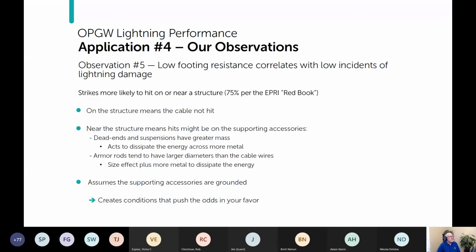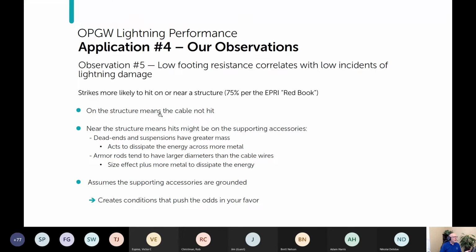And then the last observation has nothing to do with the cable design itself, and it's this. It's that low footing resistance correlates with low incidence of lightning damage. In this presentation, I've talked about Florida a lot, not just because I like the state of Florida, but I do.